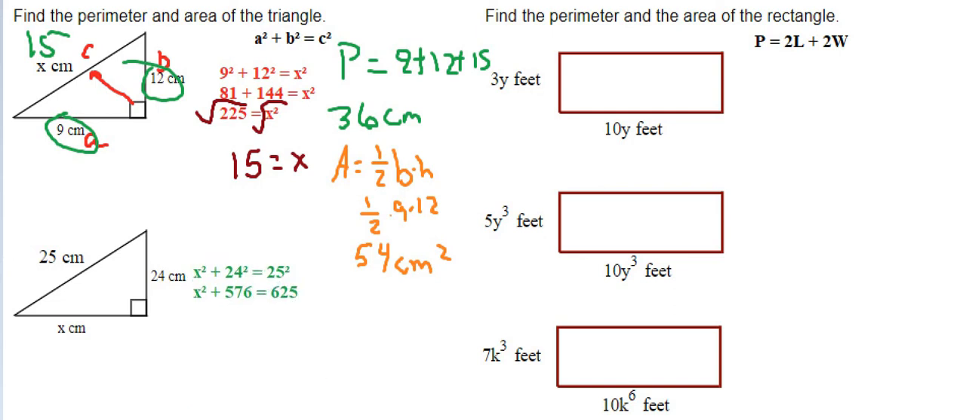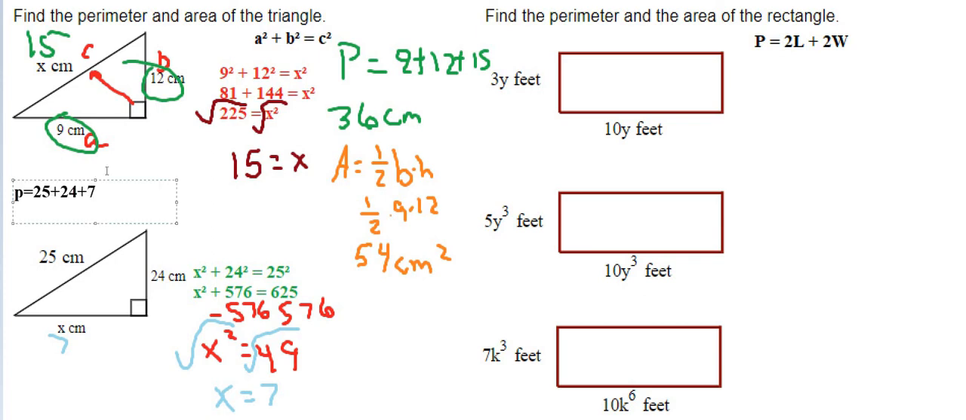We're going to get rid of the stuff that's on the same side of the letter, but not touching it. That's the 576. We're going to do the opposite, or inverse, which is subtracting 576 from both sides. 625 minus 576 is going to give us x squared equals 49. And then we take the square root of both sides, and that gives us x equals 7. So the perimeter would just be 25 plus 24 plus 7. So the perimeter is going to be 56 meters.